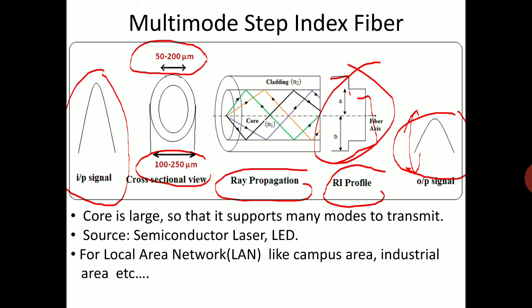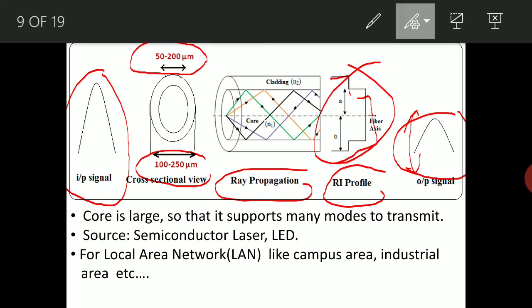Now here once again we will brief it. The core of the fiber is very large, so that it supports many number of modes to transmit. And for the sources we are using to launch the light, even the ordinary laser light which is available in the lab, we can launch into the multimode fiber. Even we can use the LED, the light emitting diode. LEDs also can be used to launch the light inside the fiber. It is easy to launch because the core diameter is very large. Easily light can be launched into the fiber.